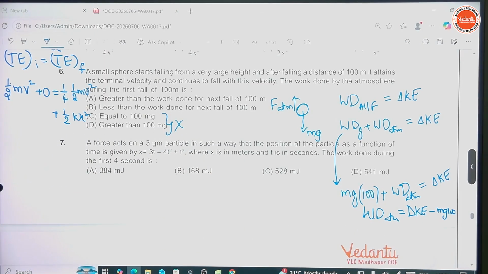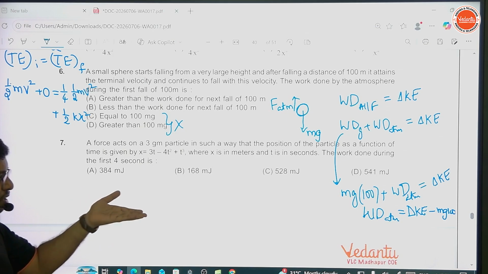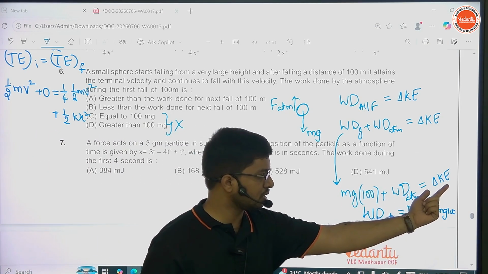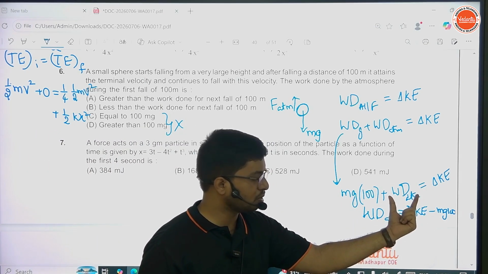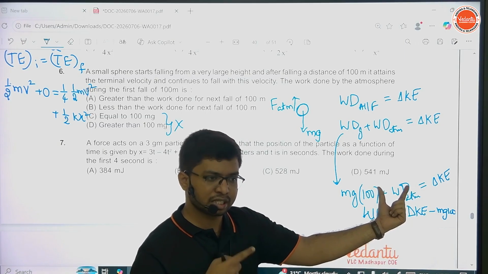Then either it should be greater than the work done for the next fall of 100 meters. See, in the next fall of 100 meters, is there any change in kinetic energy? No, there is no change in kinetic energy. And if there is no change in kinetic energy in the next fall, then what is the work done by atmospheric force in the next 100 meters?